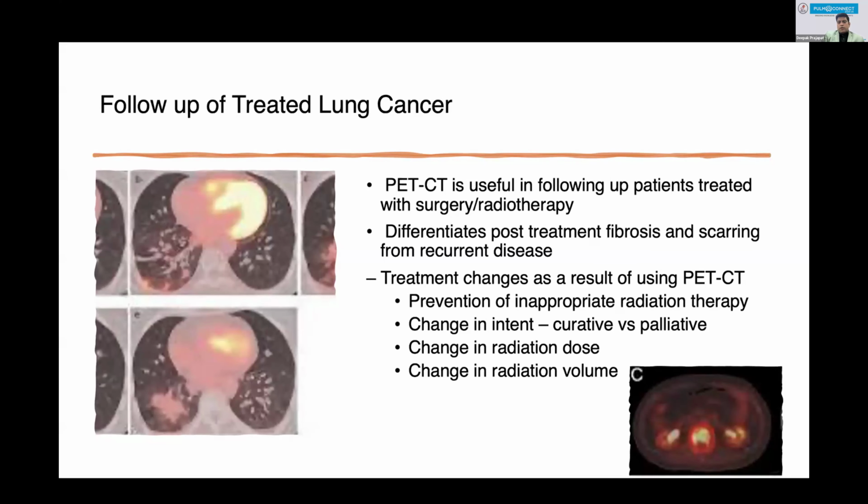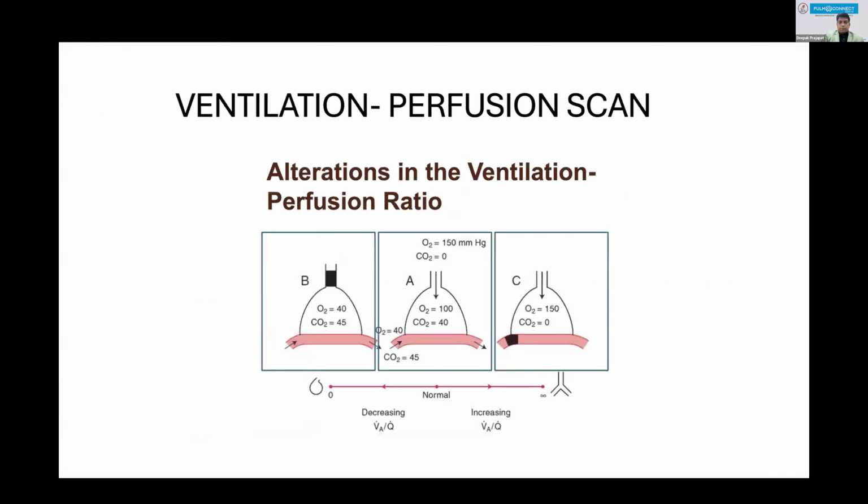And it also helps us in deciding whether we have to go for curative intent versus palliative intent. If the patient is having a single metastasis in the bones, then of course the palliative intent is the key. In such cases, the change in radiation doses and volume can be made with the help of the PET-CT scan.